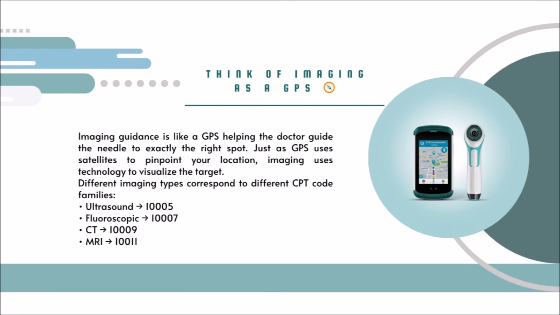In simple terms, think of imaging as a GPS. Imaging guidance is like a GPS helping the doctor guide the needle to exactly the right spot. Just as GPS uses satellites to pinpoint your location, imaging uses technology to visualize the target. Different imaging types correspond to different CPT families. For ultrasound, we use 10005, fluoroscopic 10007, for CT 10009, and for MRI 10011.